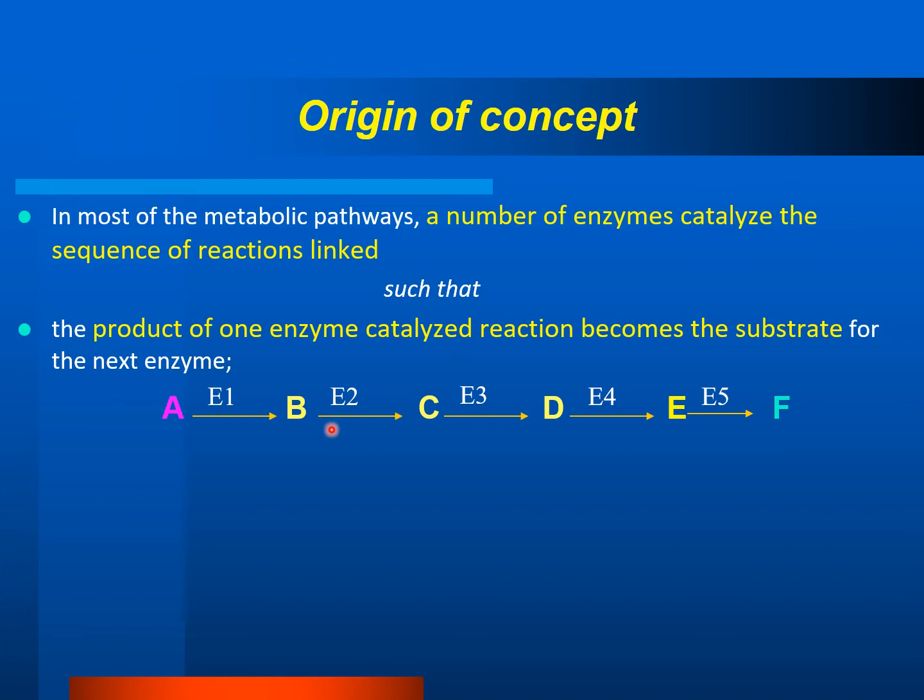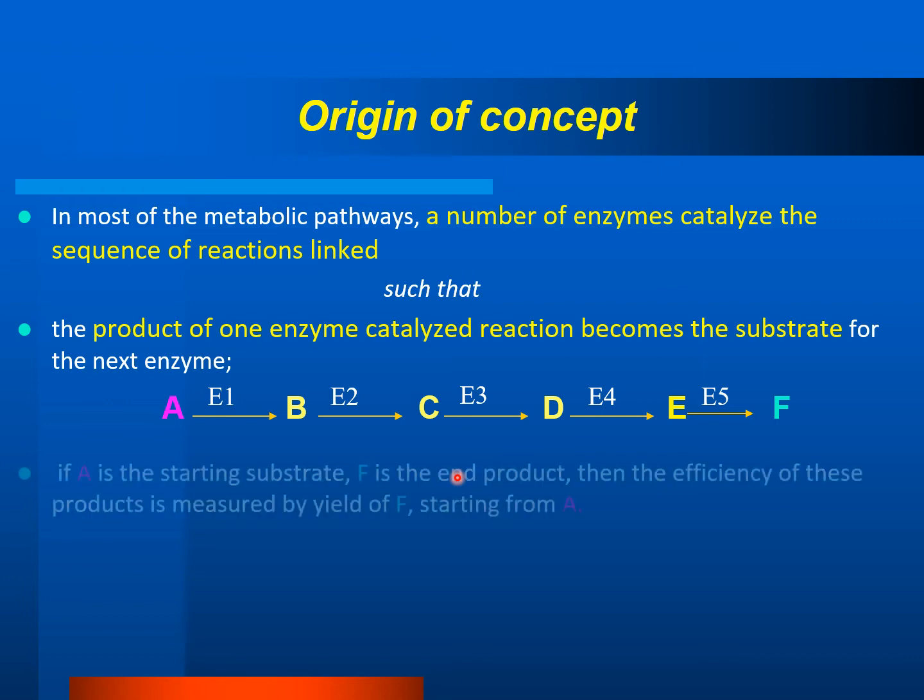Throughout this discussion I will be using these terms: catalytic centers and intermediary substrates. In this type of representation, A would be your initial substrate, F would be your final product, whereas B, C, D and E are called intermediary substrates, and your enzymes E1, E2, E3, E4, E5 are the participating enzymes of the multi-enzyme complexes, or we call them different catalytic centers.